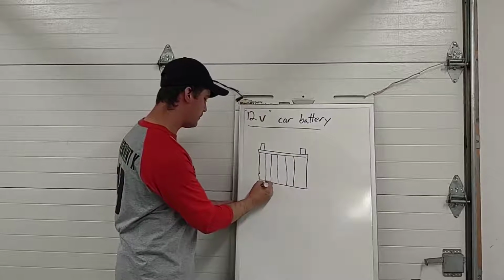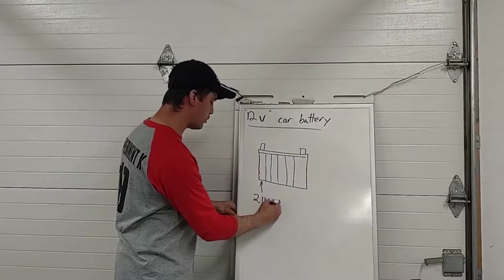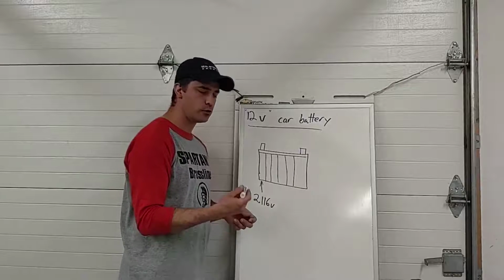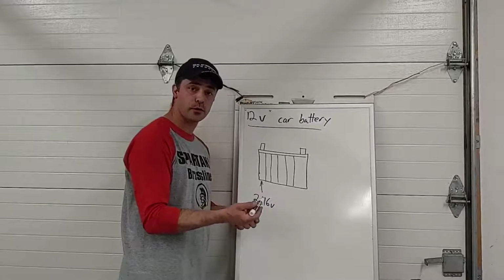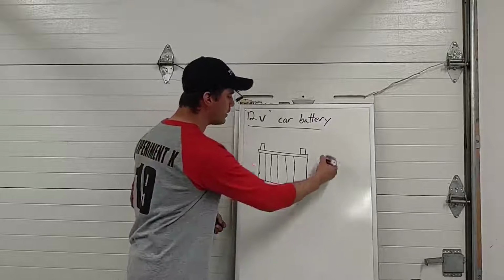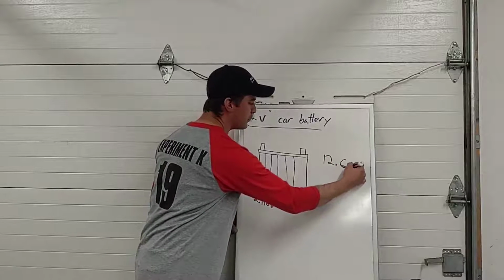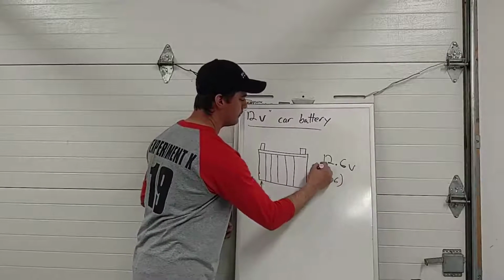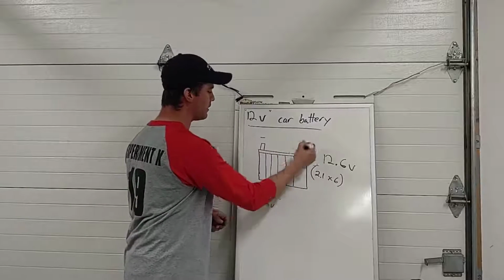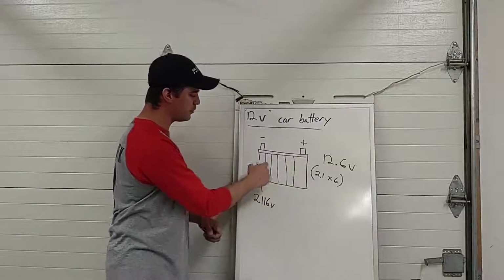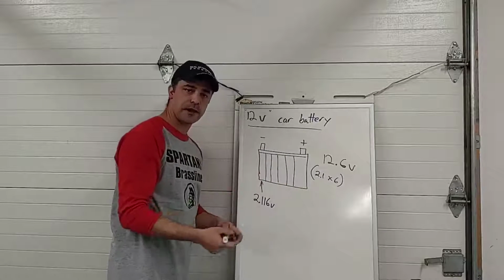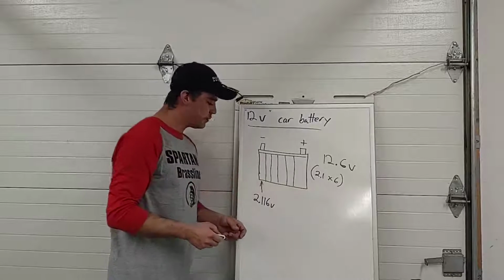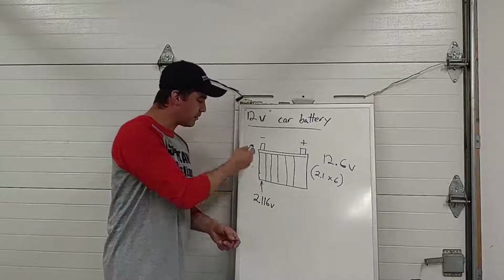Each one makes 2.1 volts, or 2.1 for short. So when you add 2.1 to 2.1 to 2.1 to 2.1 to 2.1 to 2.1, basically 2.1 times 6, you get roughly 12.6 volts. So at one end we're going to have a negative, at the other end we're going to have a positive. And those cells are going to be connected in series in there, just like the batteries in your flashlight or in other electrical items. So each cell has the ability to make 2.1 volts and a certain number of amps.